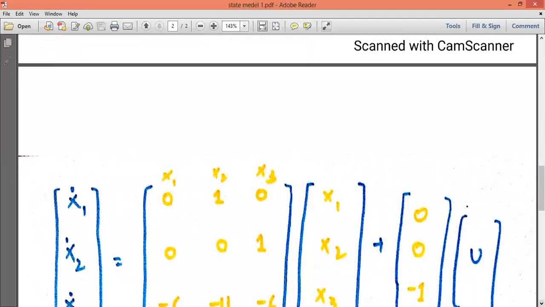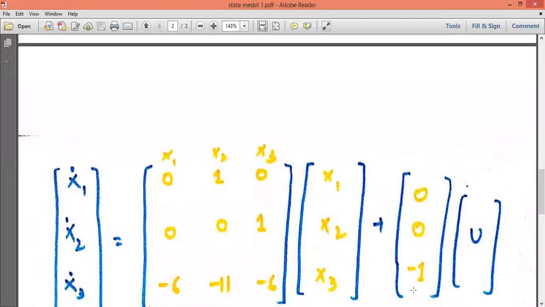First see the equation for x1 dot. In x1 dot we have only x2, so in the A matrix the entry for x2 equals 1 and all the remaining are 0. In the x2 dot equation we have only x3, therefore the remaining will be 0.